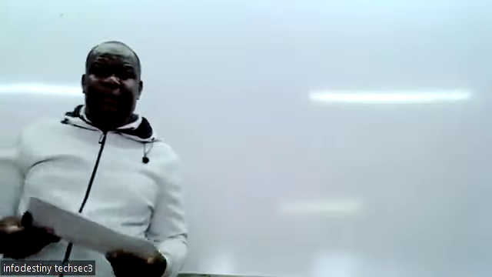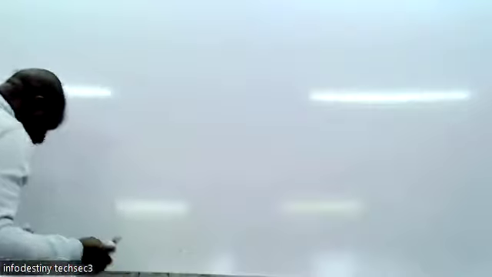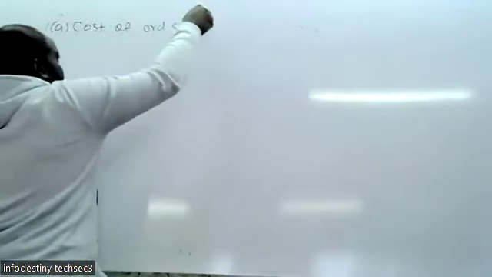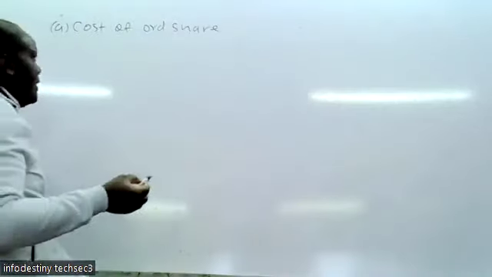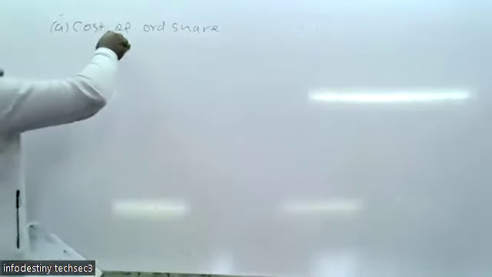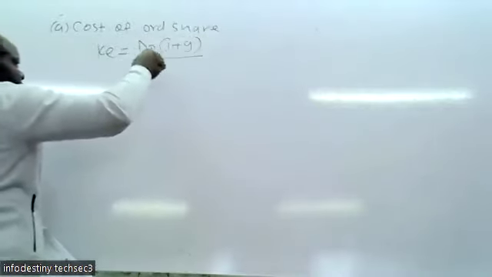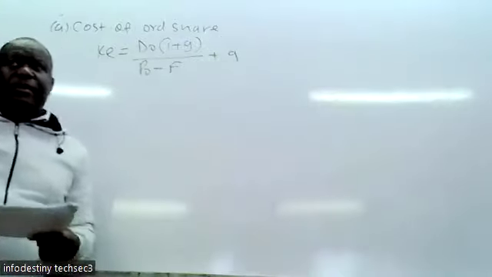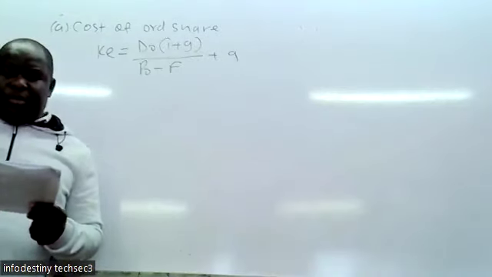Let us start by first computing the cost of the ordinary share. The ordinary share has a constant dividend growth rate. Ke is D0(1 plus g) divided by P0, minus the flotation cost, then you add g. So you go to note number 2.